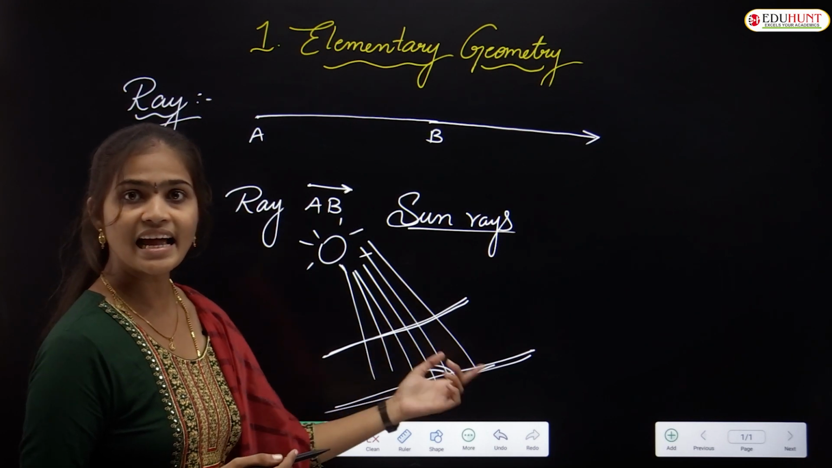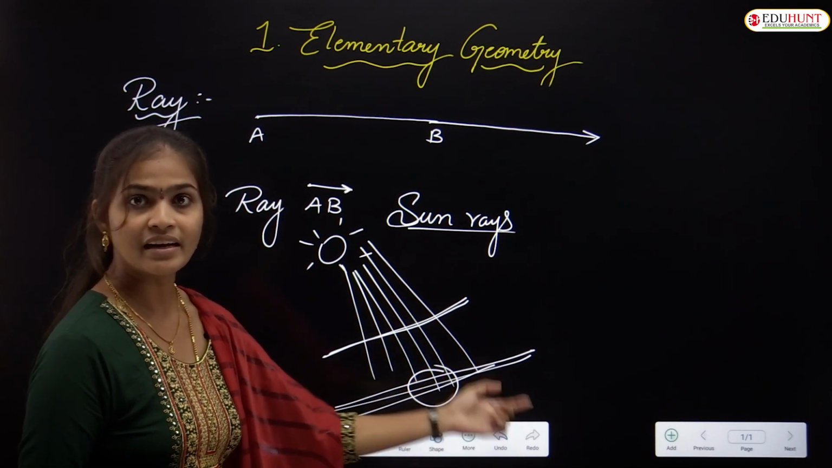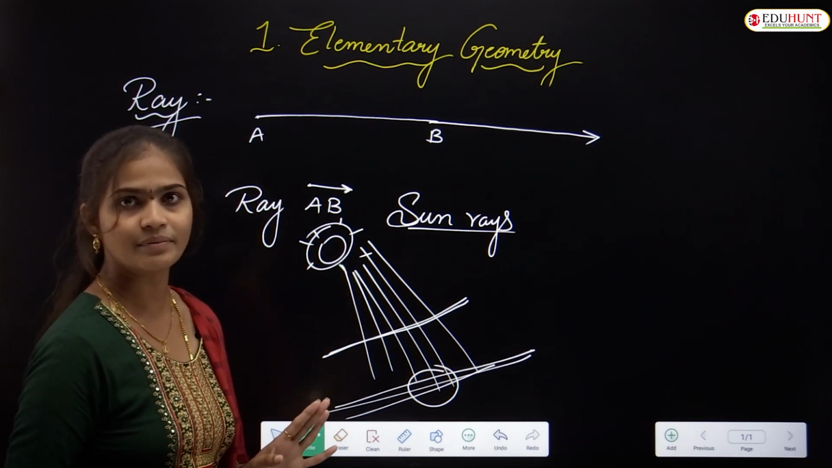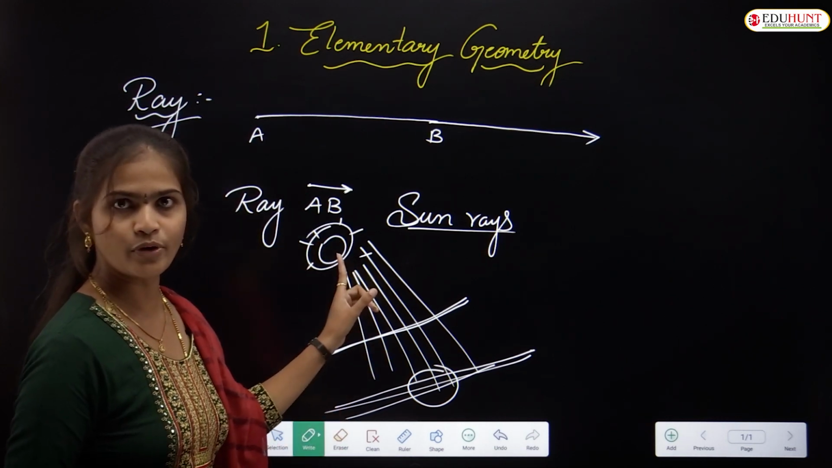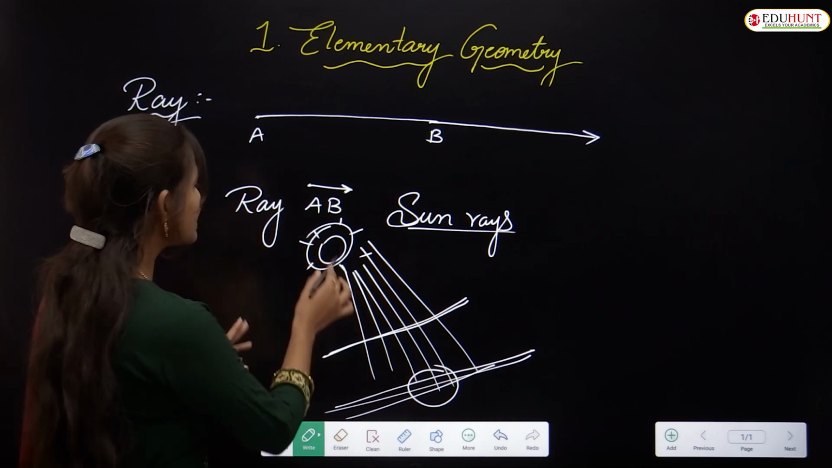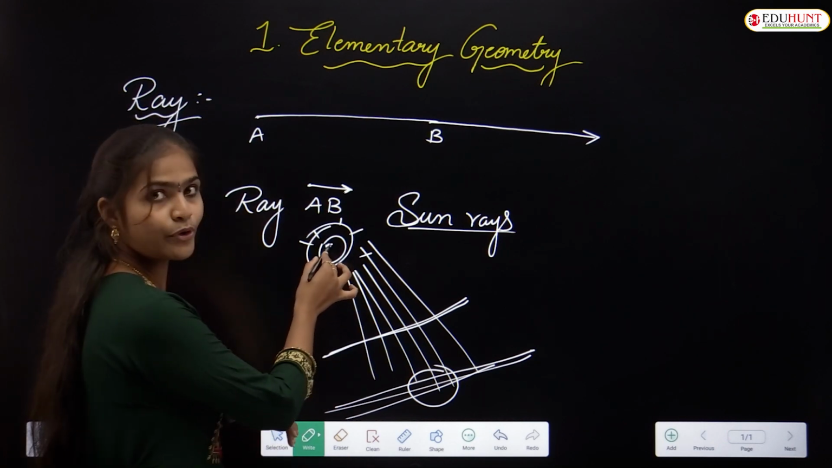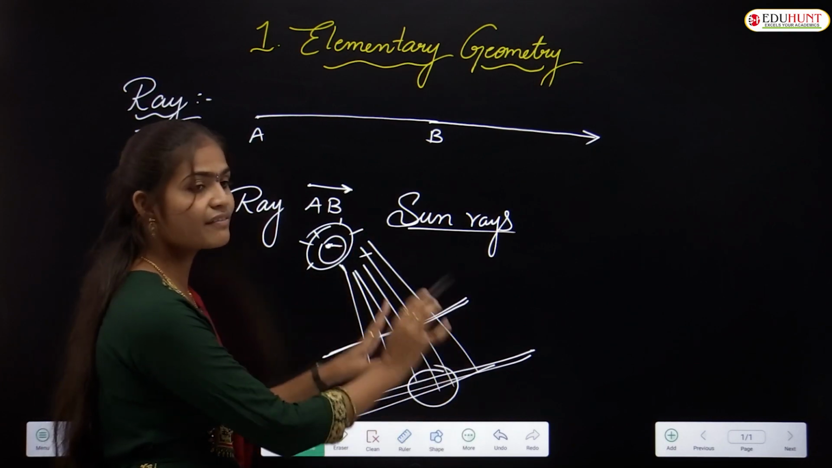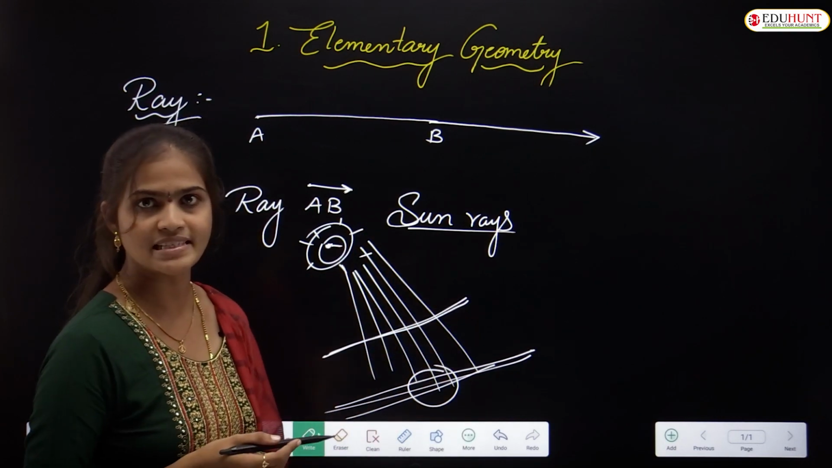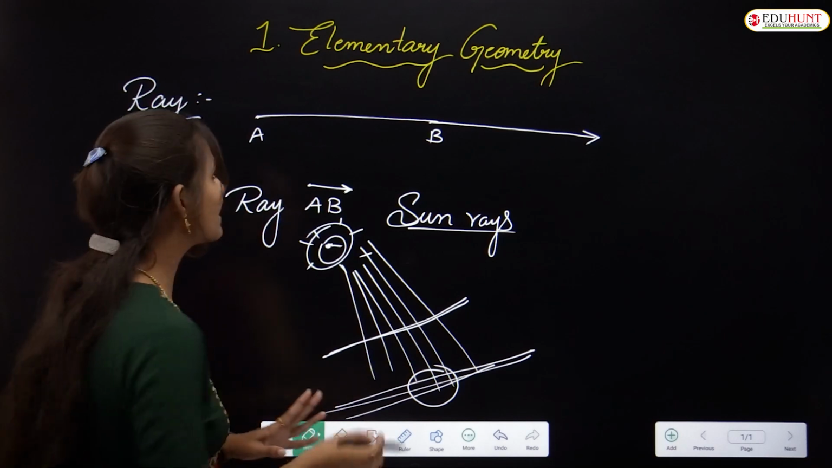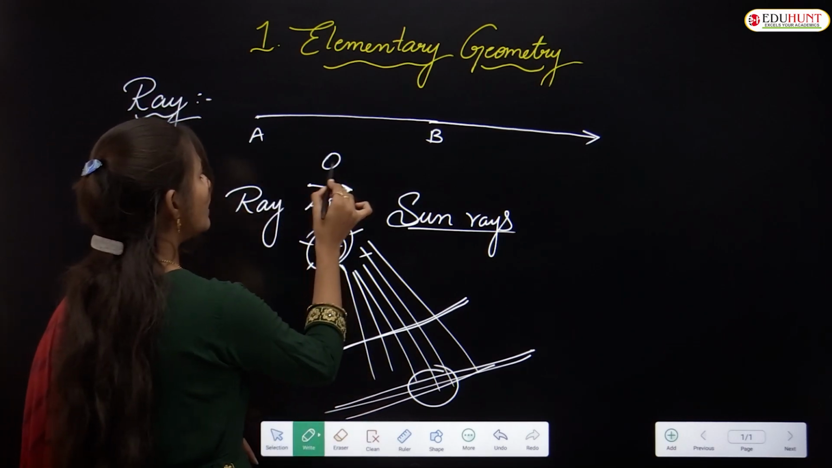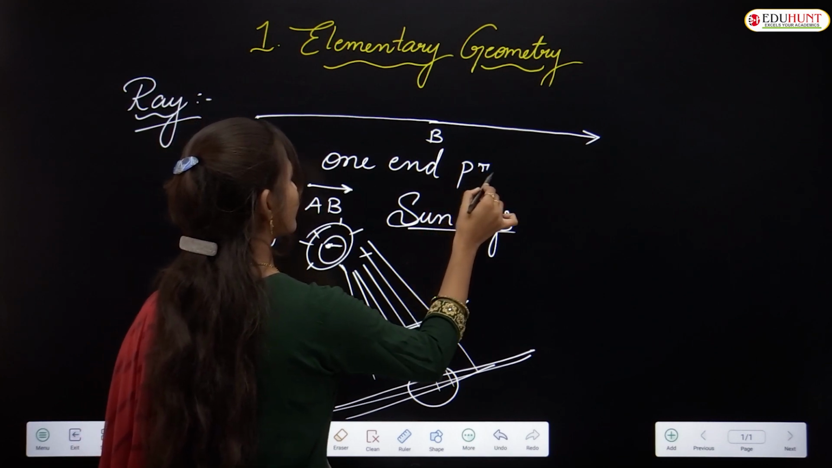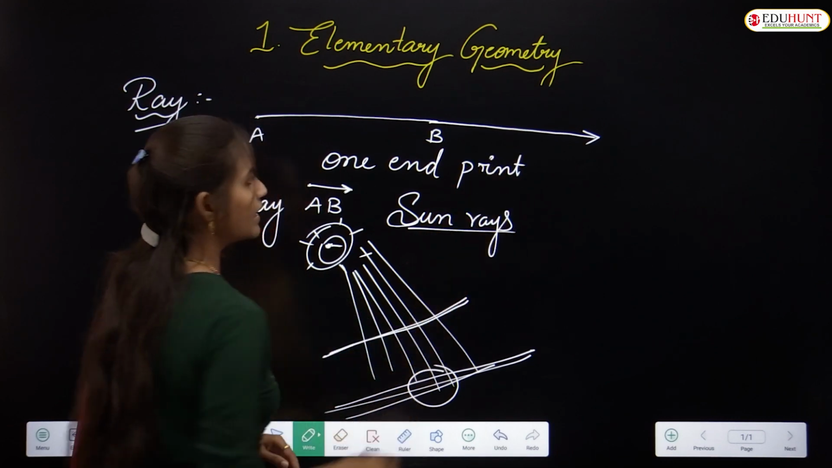So it doesn't have any end point here, but it has one point, the starting point. Here the sun is the fixed point. This is the starting point as well as the initial point, but it does not have any other end point. That's why we say a ray has only one end point.